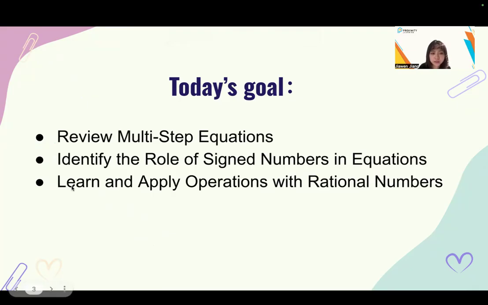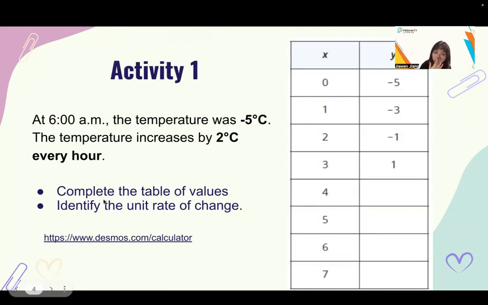Today's goal is to review multi-step equations, identify the role of signed numbers in equations, and learn and apply operations with rational numbers. All right, let's look at activity one. This is a real-life problem, so let's read the situation together. At 6 a.m., the temperature was -5 degrees Celsius. The temperature increases by 2 degrees Celsius every hour.